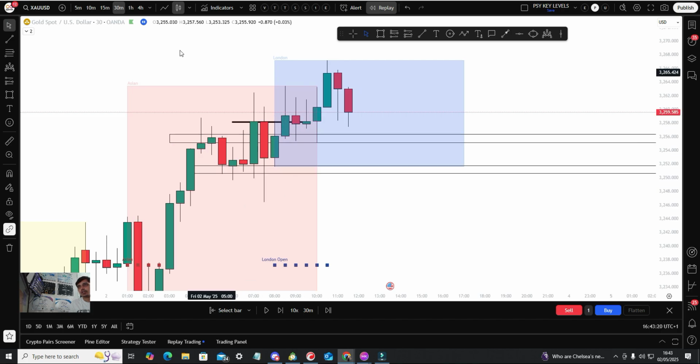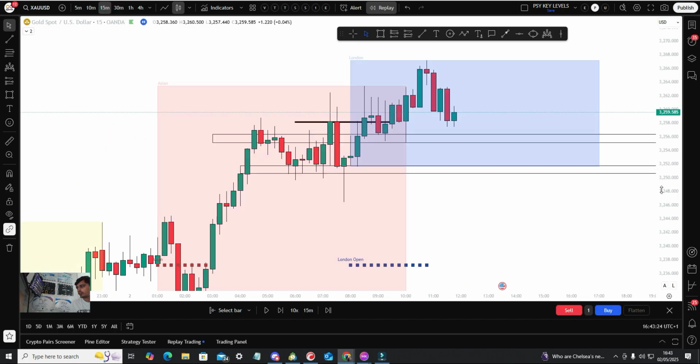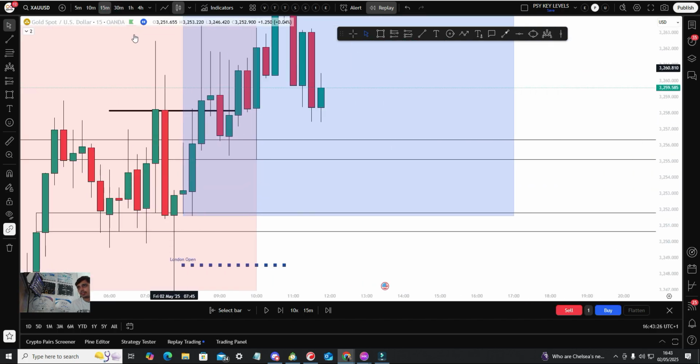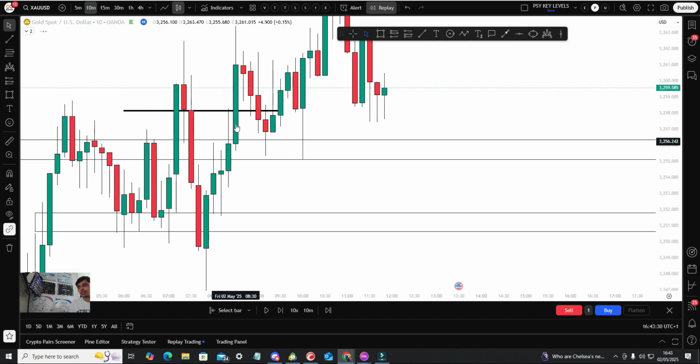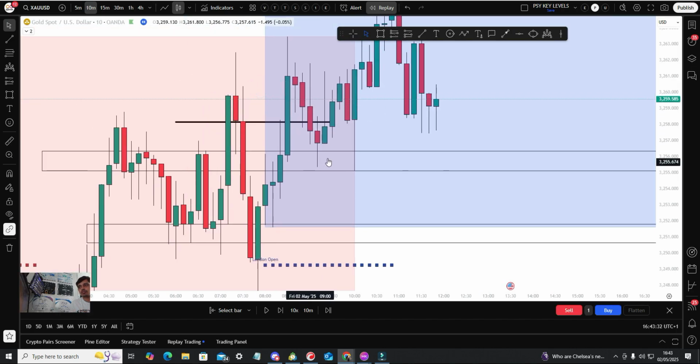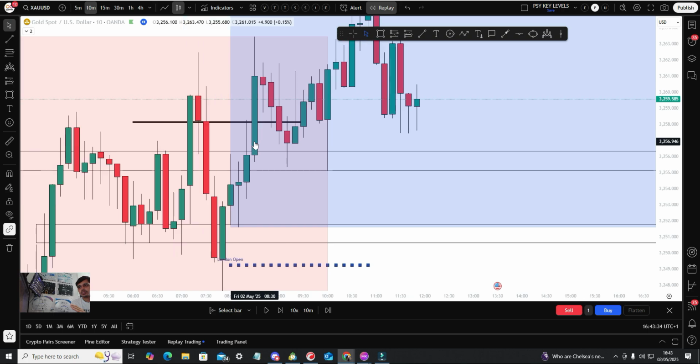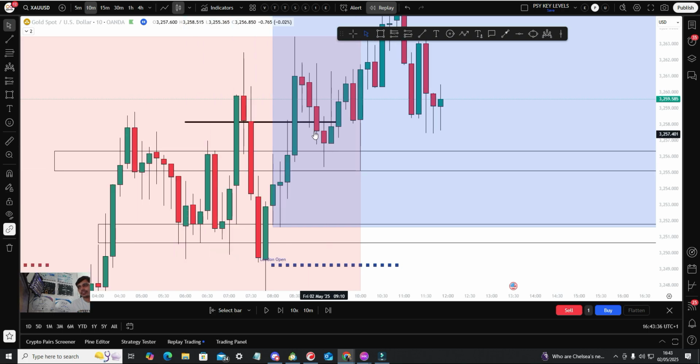Price is coming back now. What can you do from there? Just go to a smaller time frame. Let's go to the 10 minute time frame, and we're going to look for clues. We can clearly see price has established this zone as the new support.